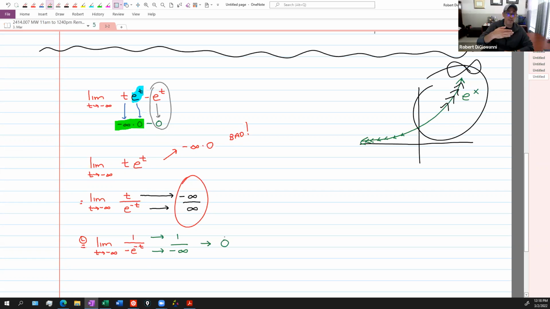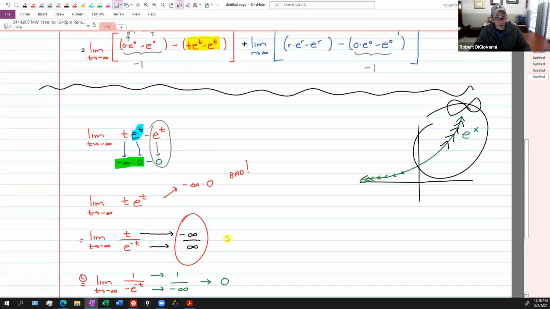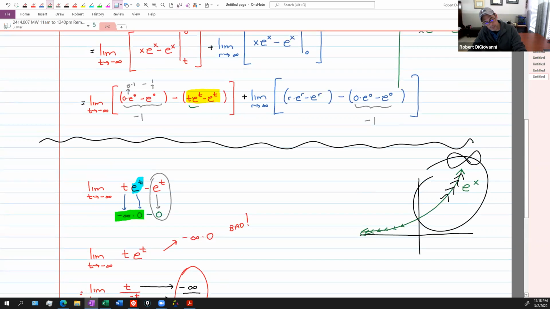Why? Because we have a fixed number on top, 1, and we have the bottom that gets bigger. It doesn't matter, it's getting bigger or negative. It's just a huge number on the bottom, fixed number on top. That ratio vanishes to 0. So all that work to determine that this first piece right here goes to 0.